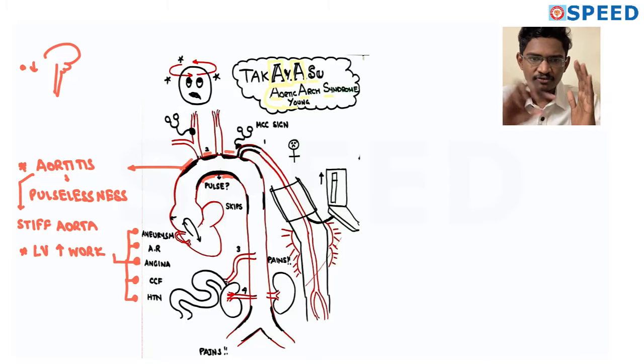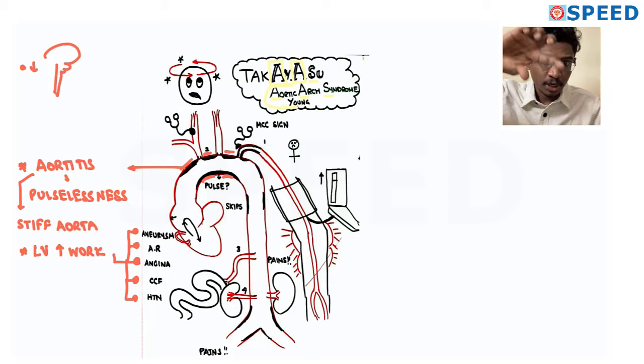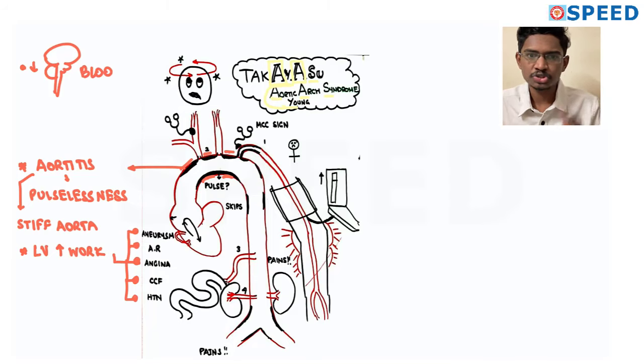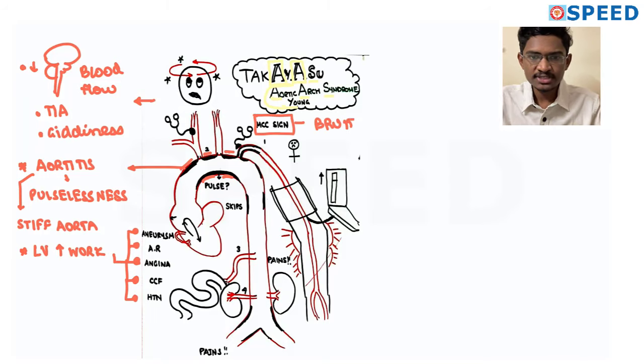Then blood flow will be reduced in the carotid circulation. That will cause TIA, transient ischemic attacks, giddiness, all these features. Then if you see the subclavian artery, it is narrowed.